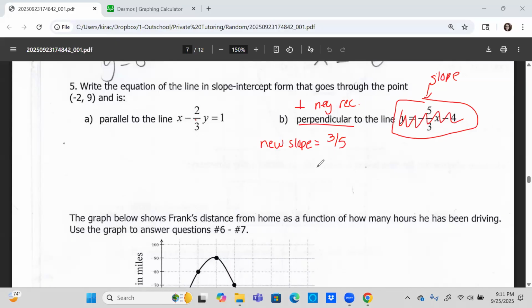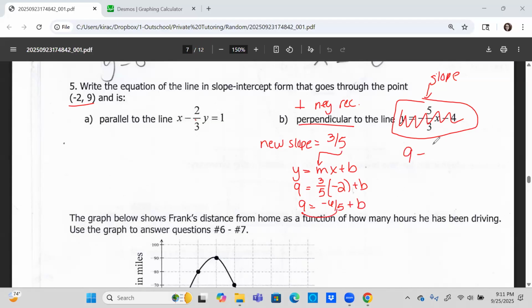So now y equals mx plus b. This is our new slope. Again, perpendicular. This is from geometry. You flip and negate. The x, using this point up at the top, is -2. The y is 9. We don't know the b. So 9 equals -6/5. Don't go decimal. Plus b. Let's move this over.